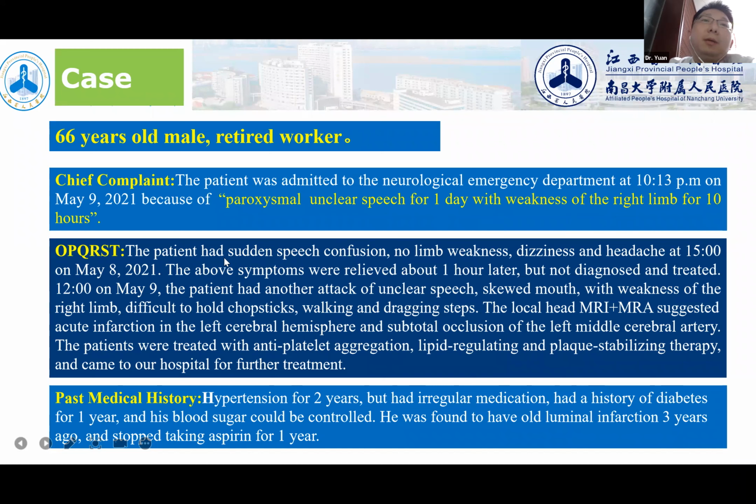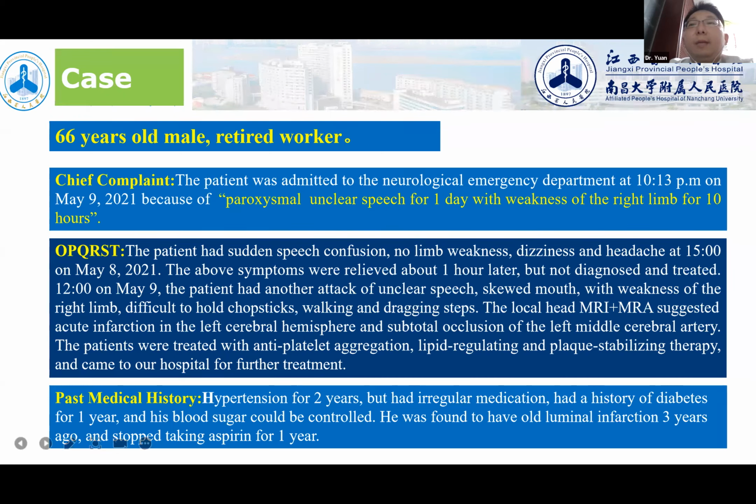The patient and his wife said that the patient had sudden speech confusion, limb weakness, dizziness, and headache at 3 o'clock in the evening on May 9th, 2021. The above symptoms were relieved about 1 hour later, but not diagnosed and treated. At 12 o'clock, the patient had another attack of unclear speech, with weakness of the right limb, difficulty holding chopsticks, and unsteady walking.